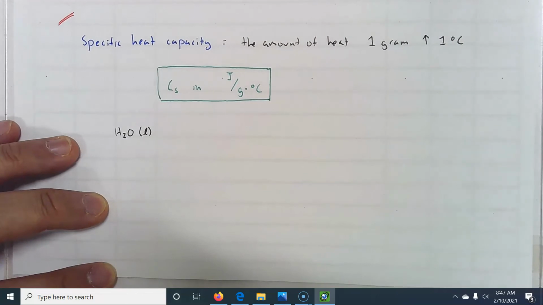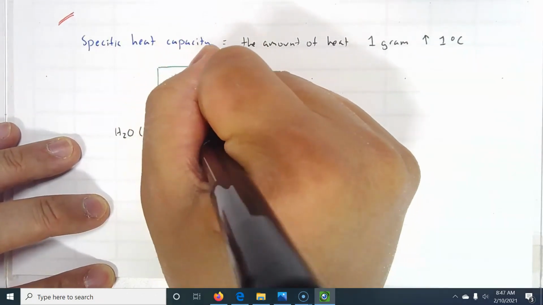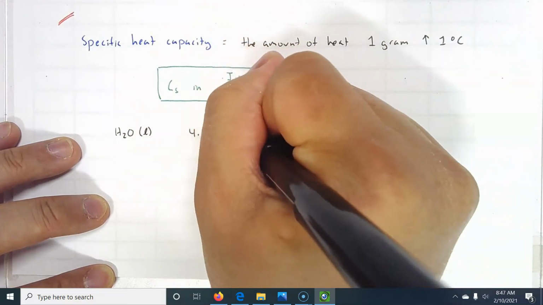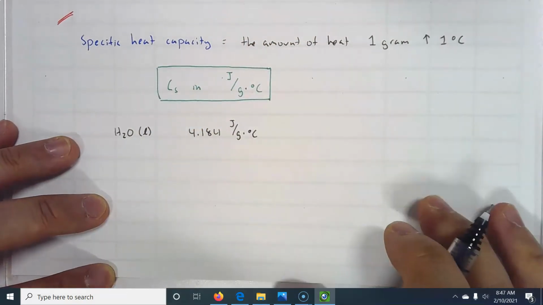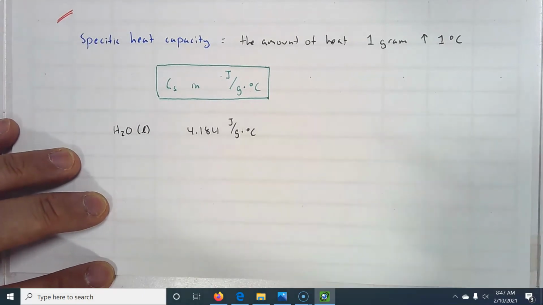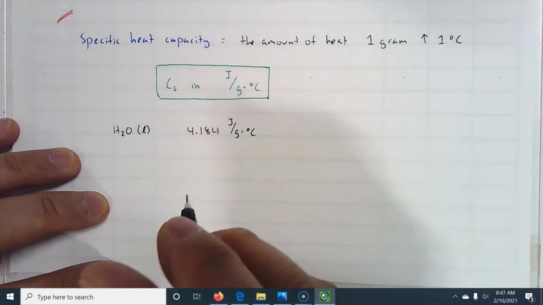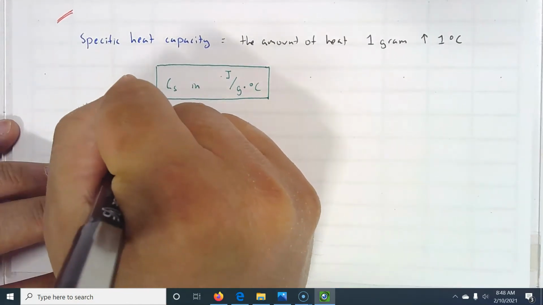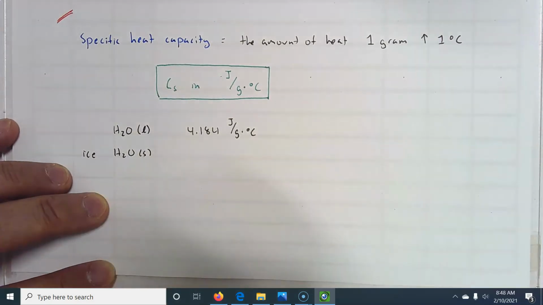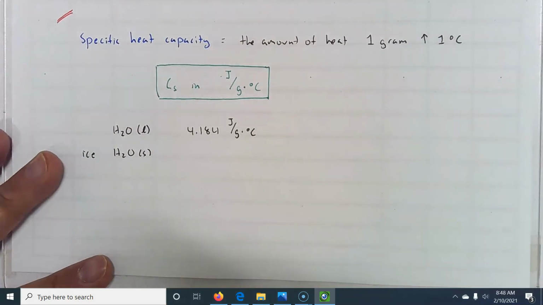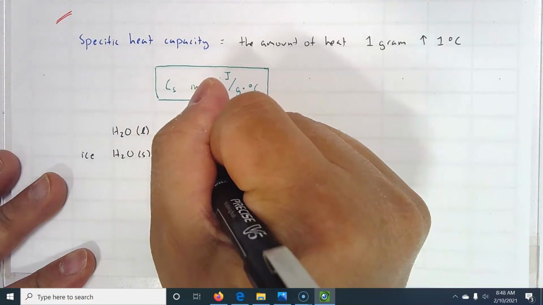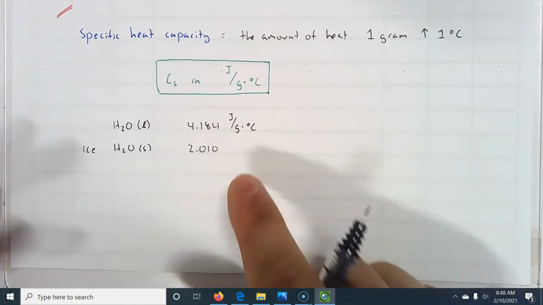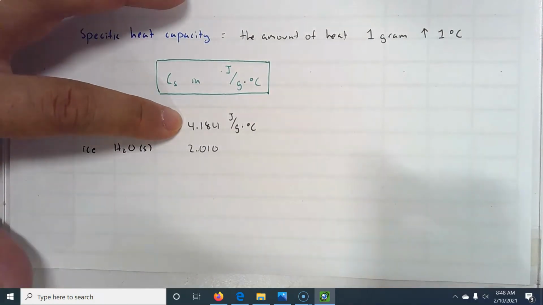The heat capacity for that is 4.184 joules per gram degree C. But it's going to be different, for instance, for water in the solid form, for ice. This is H2O solid form. That specific heat capacity drops. It drops to 2.010 and same units. All right, so water, liquid is 4.184.